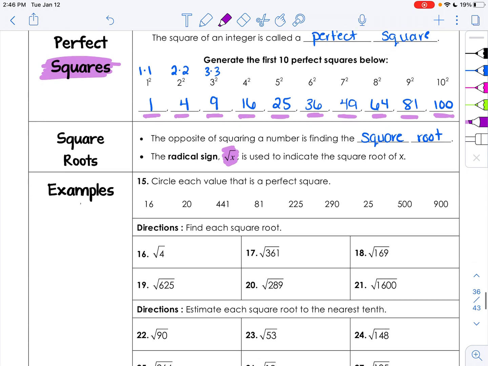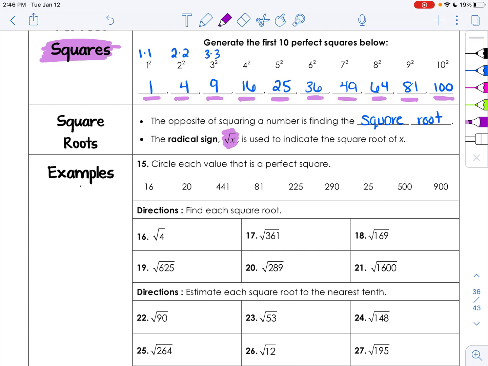In number 15, let's look to see if we can determine which ones in the list are perfect squares. 16 is a perfect square because 4 times 4 is 16. 20 is not a perfect square. There's not a number you can multiply by itself to get 20. I can multiply 4 times 5 and get 20, or 10 times 2, or 1 times 20. But I can't multiply one number times itself and get 20.